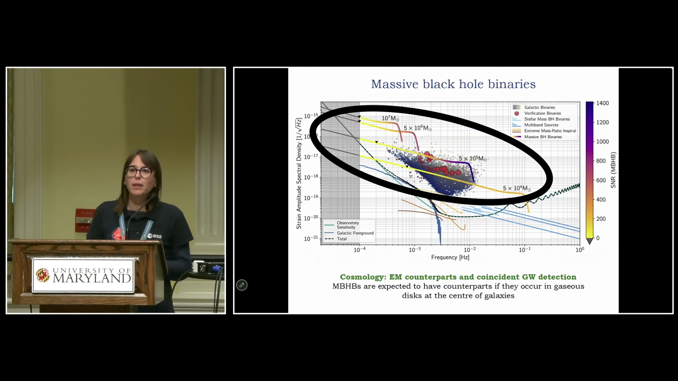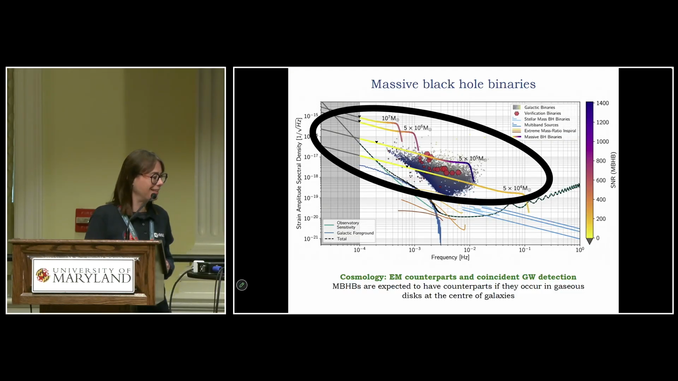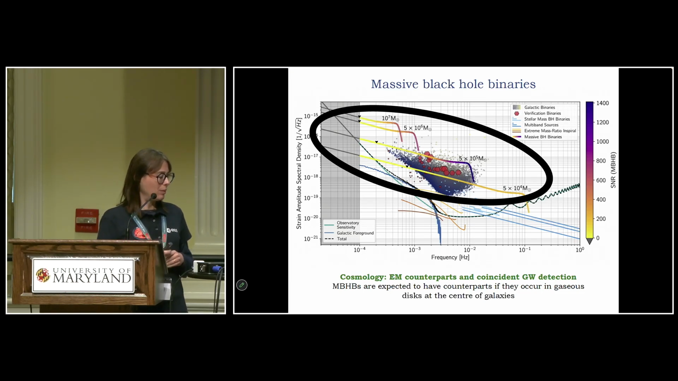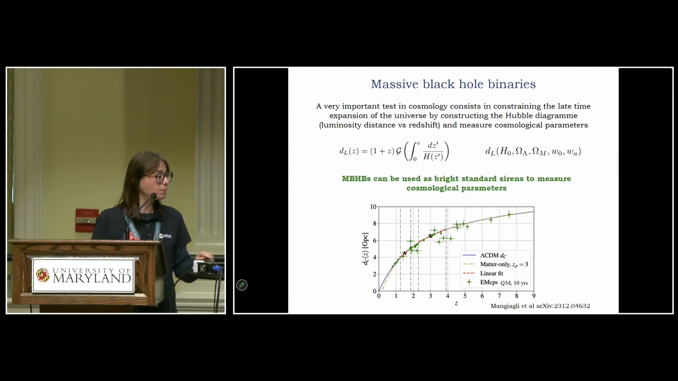Now, going to massive black hole binaries, these are much more interesting from the point of view of cosmology than galactic binaries if they are accompanied by electromagnetic counterparts. And we already hear that this is most probably the case. They are expected to have counterparts if they occur in gaseous disk at the center of galaxies.